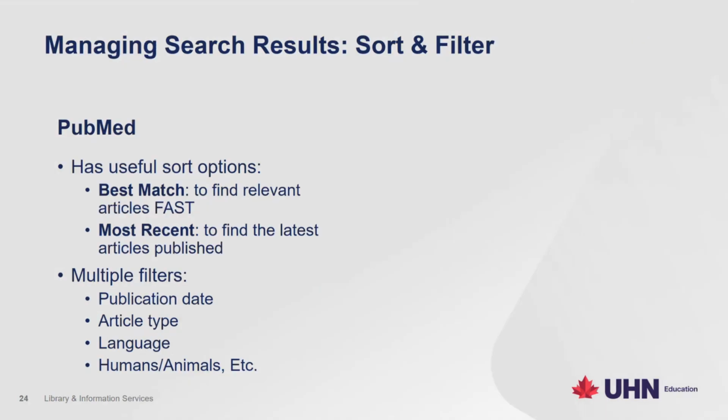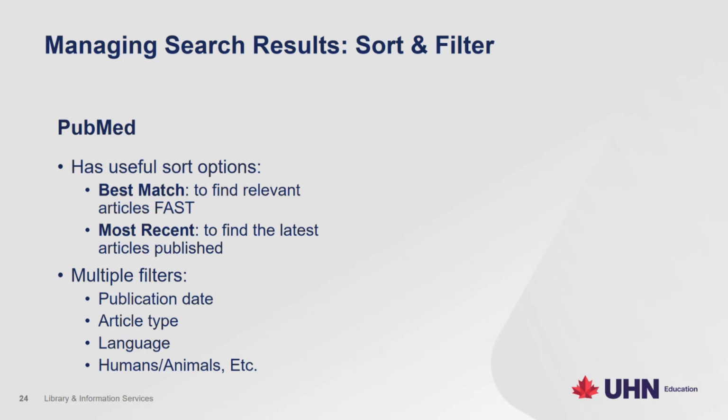After you're done your search, you can manage it more by sorting and filtering your results. PubMed has some useful sort options, and that's the order that the results are presented to you, like on the first page, second page, etc. So for example, best match, which is the default, will help you find a few relevant articles fast. Your first few results or even the first few pages are likely to be about your topic. Most recent is also useful if you're just looking for the latest articles.